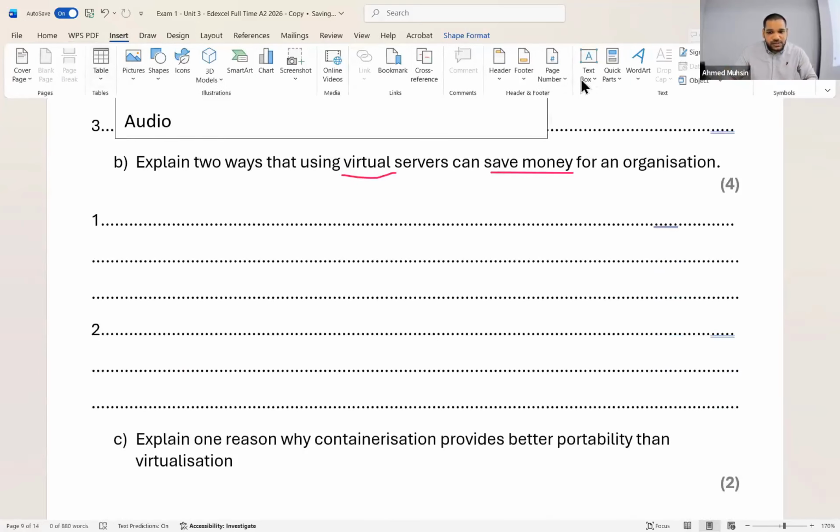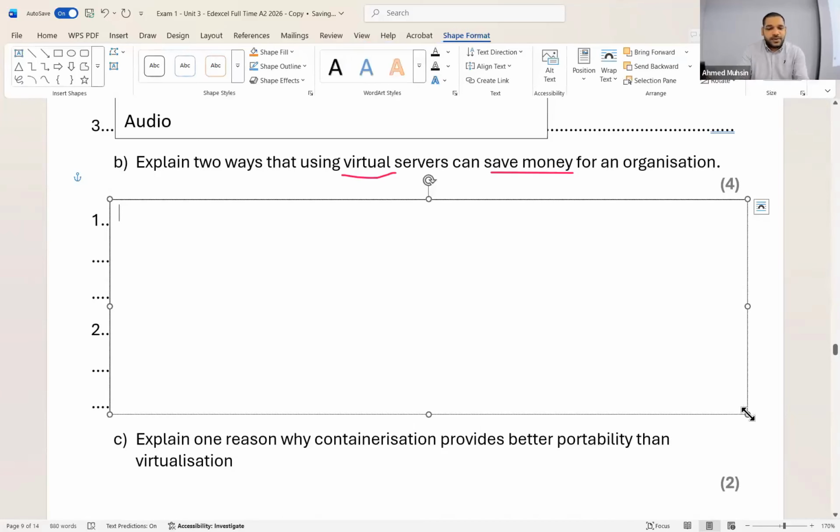So how is it possible for virtual servers to help an organization save money? So everybody, what is a virtual computer? What is a virtual machine? A virtual machine is where? It is a machine that exists inside a physical machine, but exists only virtually. It is accessed using software, and software is needed to run virtual machines. You need a hypervisor. You need a hypervisor to run it.